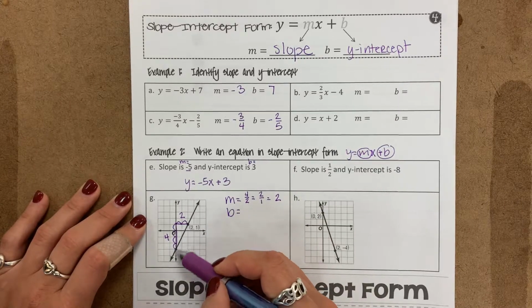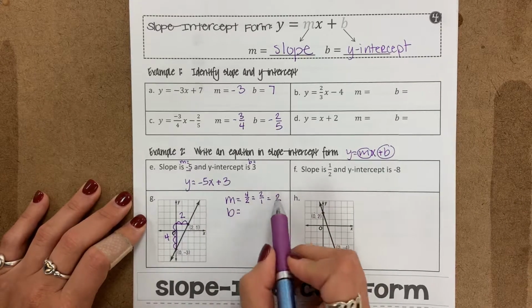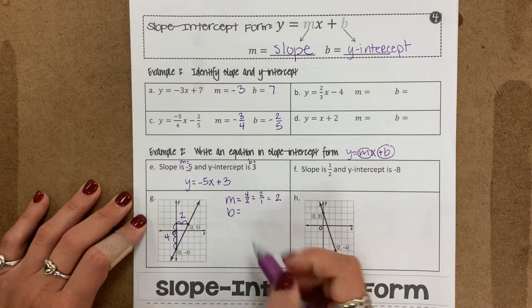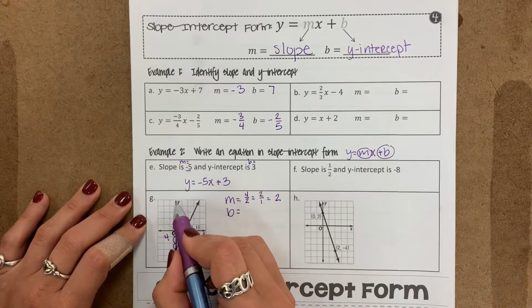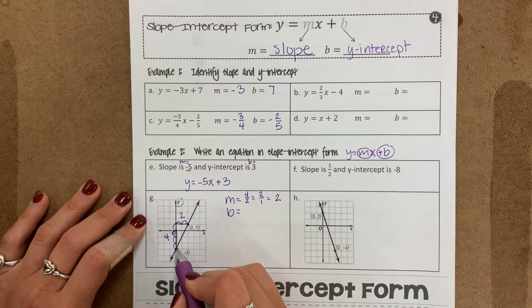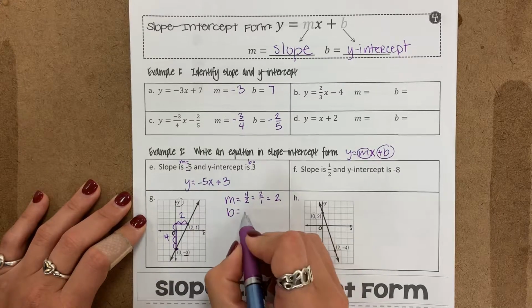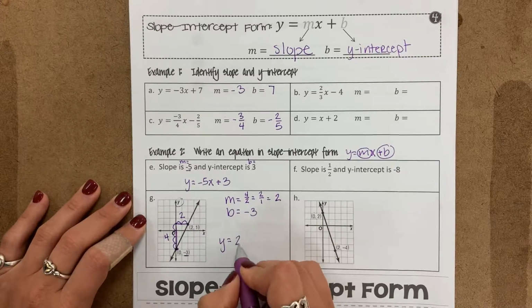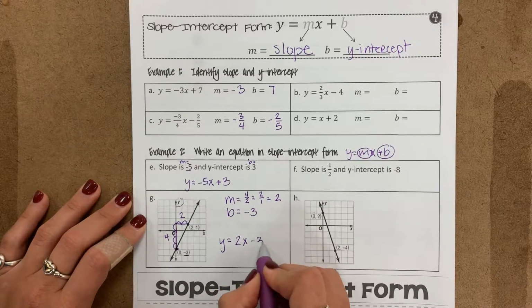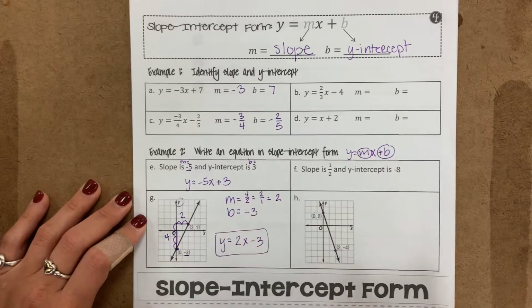Double check your slope. Is this positive or negative? It would be positive, so I can leave this as a positive 2. B is our beginning point, or our y-intercept. So we're looking on our y-axis. Y-intercept is negative 3. Now I can write it y equals m, which is 2x, minus 3 for our b. Okay?